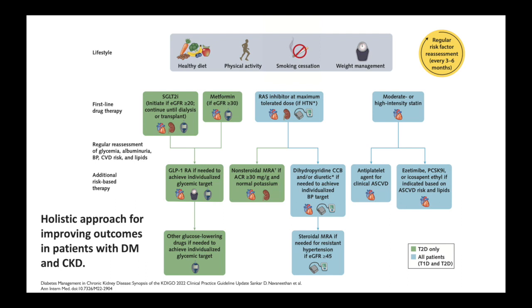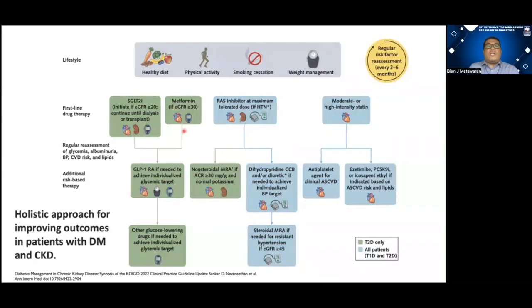You can give your SGLT2 inhibitor up to an eGFR of 20, and it can be continued until dialytic therapy or transplantation. You may continue your metformin, making sure that it is continued only if your eGFR is more than 30. A GLP-1 receptor agonist may be added to individualized targets and other glucose-lowering medications to achieve your HbA1c target. RAS inhibition at the maximum tolerated dose for hypertension is to be initiated.